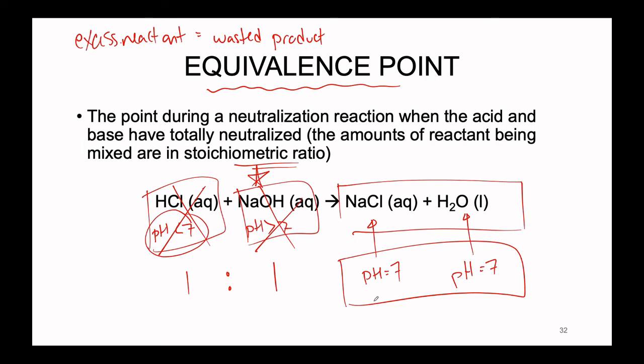So the equivalence point, again, is going to be a really useful definition for us. It is the point during your neutralization reaction when everything is neutralized, and you can observe this pretty straightforwardly because when observing at least the mixtures of strong acids and strong bases, your pHs will be 7 at the equivalence point.